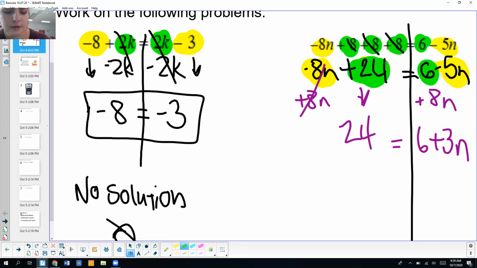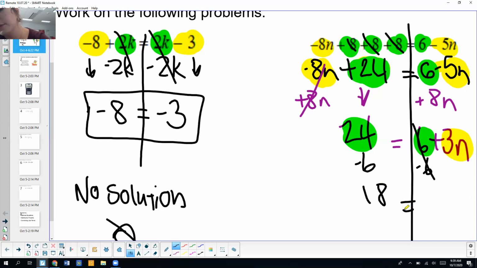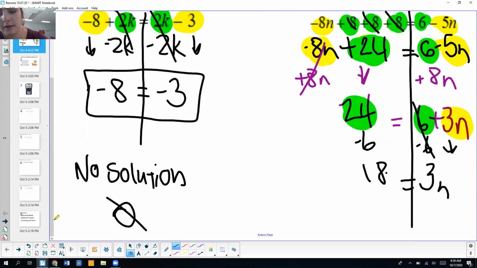We're going to have our variables on the right, and we still have constants on either side of the equal sign. So we still need to do something about those. Remember, we want variables on one side, constants on the other side. So I'm going to move that 6 over to the left, so -6 on both sides, because 6 minus 6 cancels. 24 minus 6 gives me 18 equals 3n. And finally, I've got 18 equals 3n. I'm going to divide both sides by 3 so I can get n by itself.